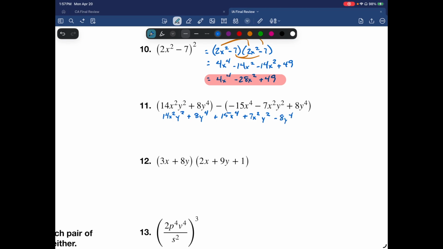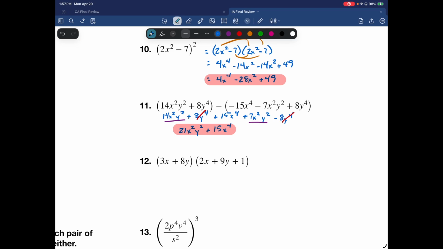Now, as you can see, I got an 8y to the fourth that is positive and negative, so that gets to leave. And then I have an x squared y squared here, and x squared y squared here. And so I need to combine like terms. So that's going to be 21x squared y squared plus 15x to the fourth. And that's my answer. Okay, and if you put the 15x to the fourth in front, that's fine. As long as every term is positive, order doesn't matter.